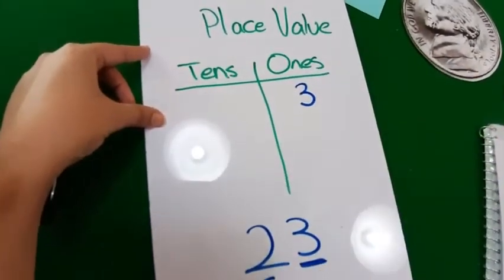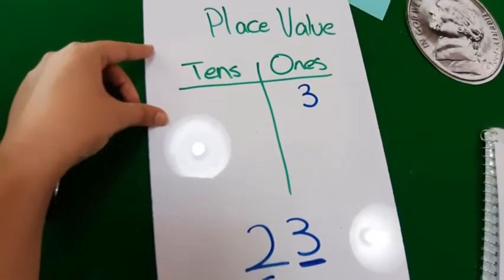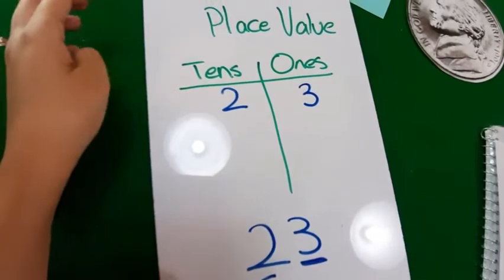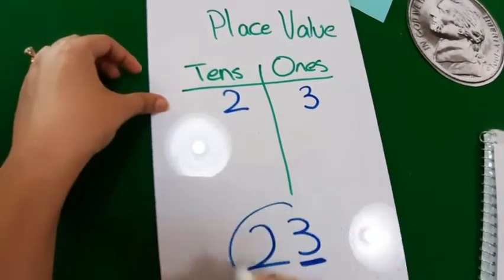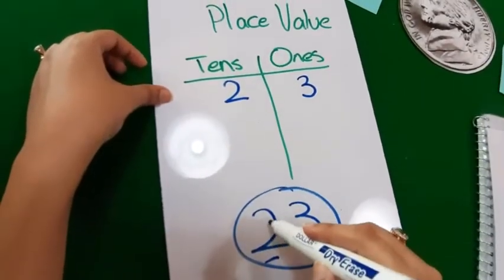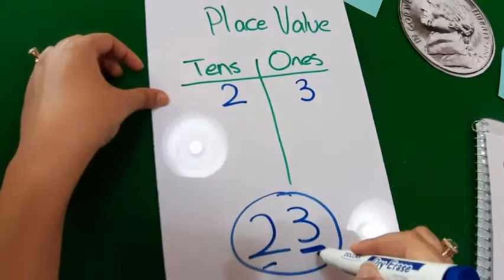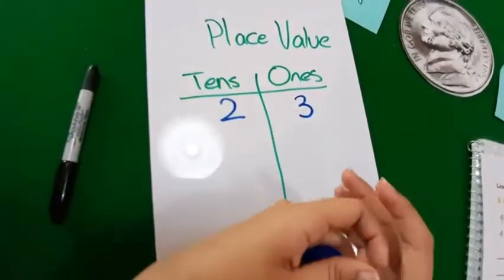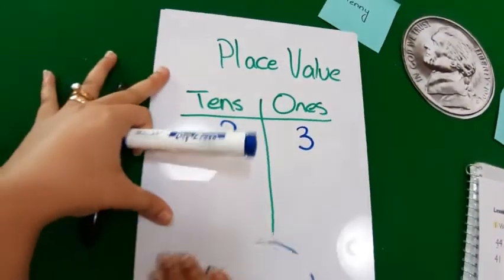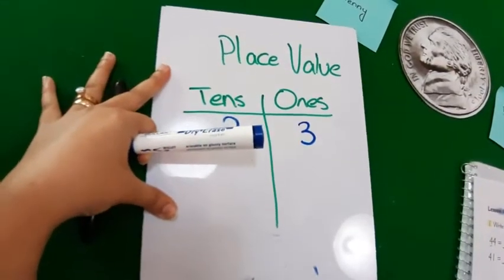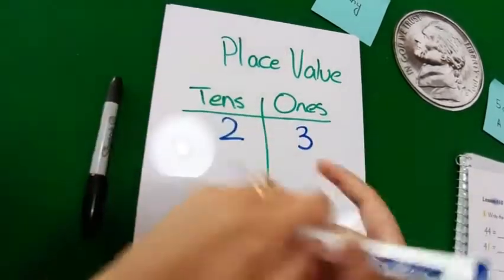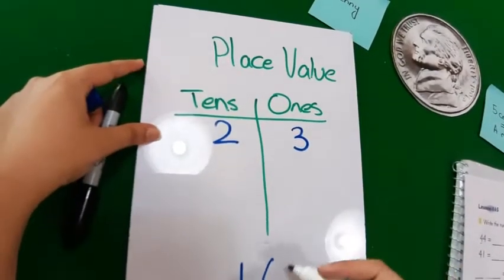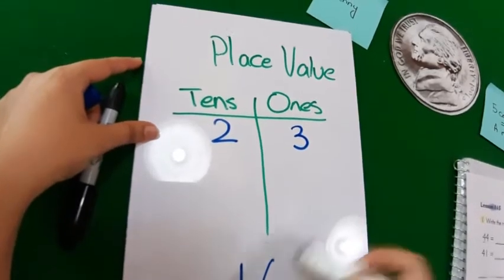And the number on my left hand side is going to be placed under tens. So I'm going to write 2 over here. So in this number, we can say that 2 is in the place of tens and 3 is under the place of ones. Let's take another example. If I have a number 16.